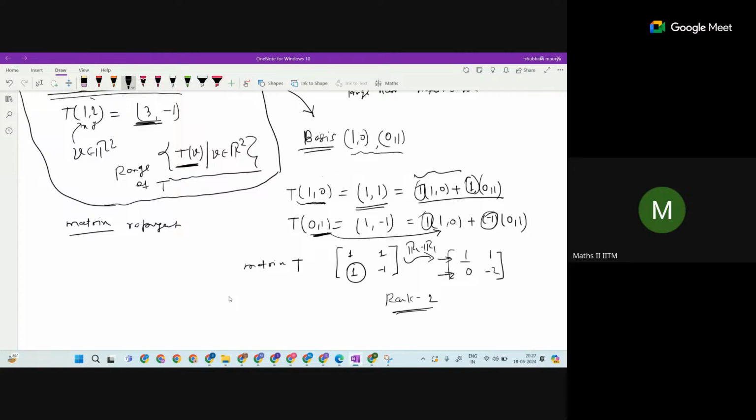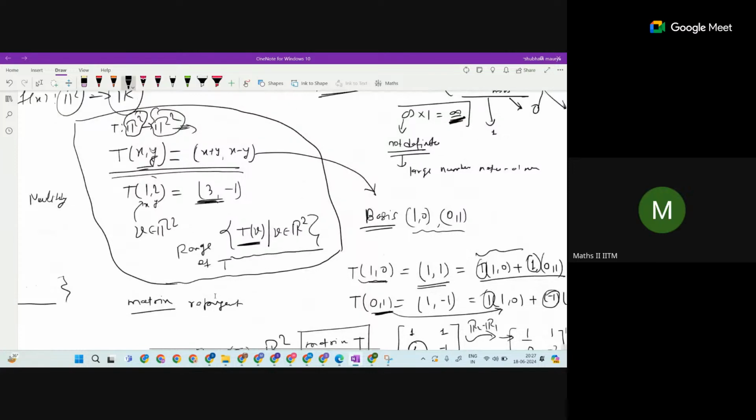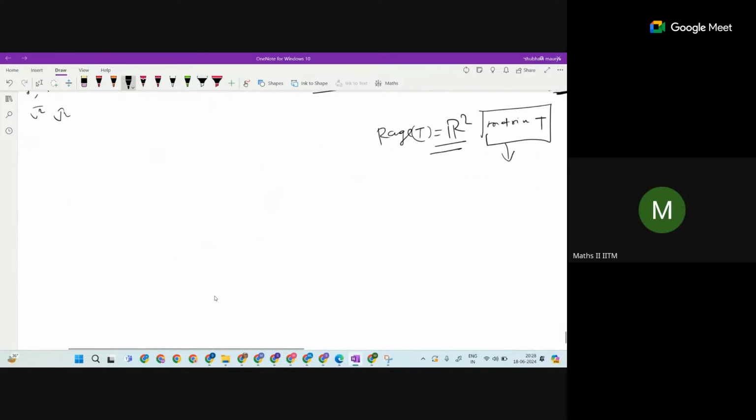And if the rank of this linear transformation is 2, then the range of this linear transformation is going to be the whole R2. That's the thing here. So this tells you that you can now say the range is going to be the whole R2. Okay, so this is for -1. Let's try another example.